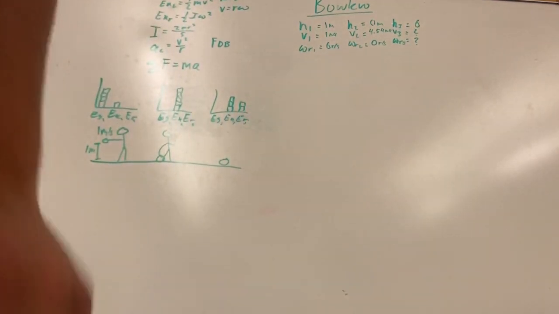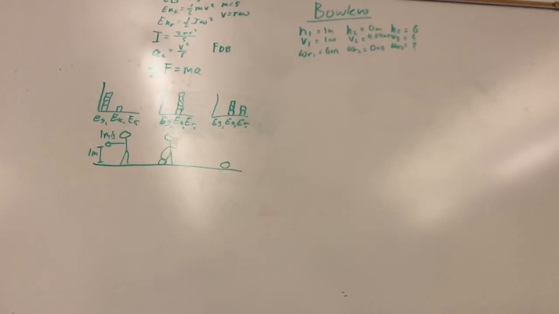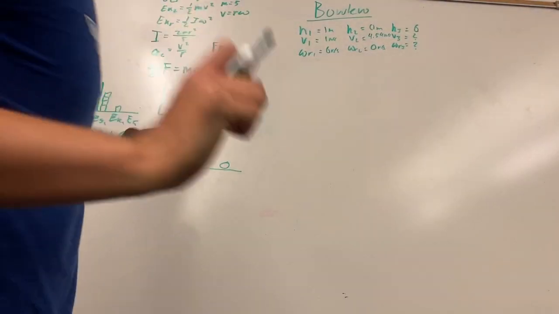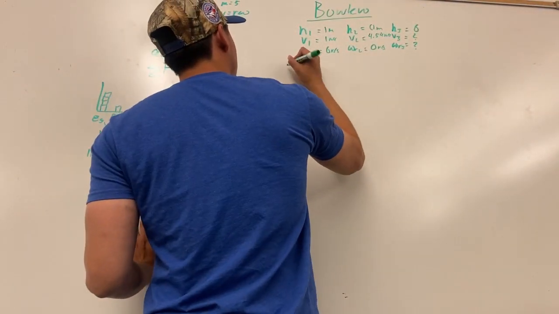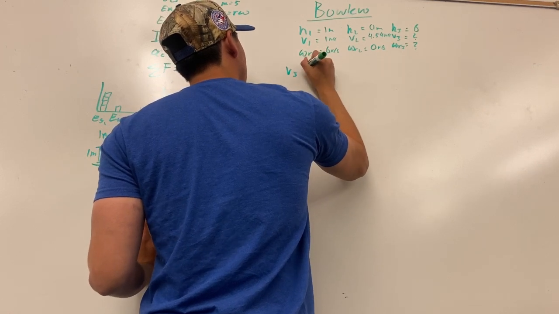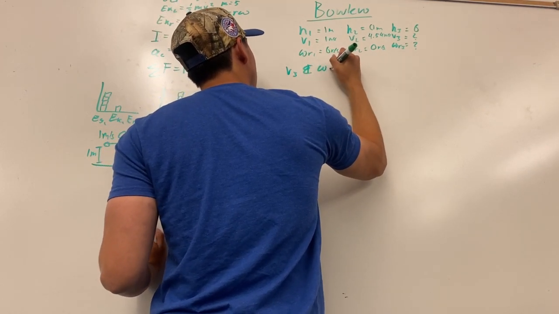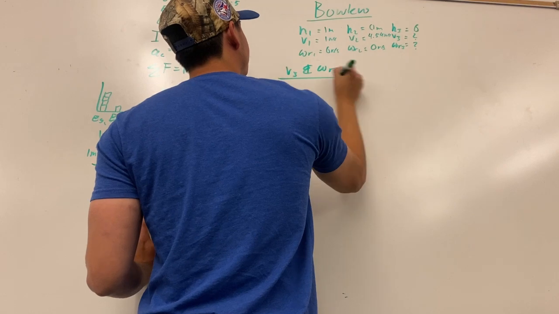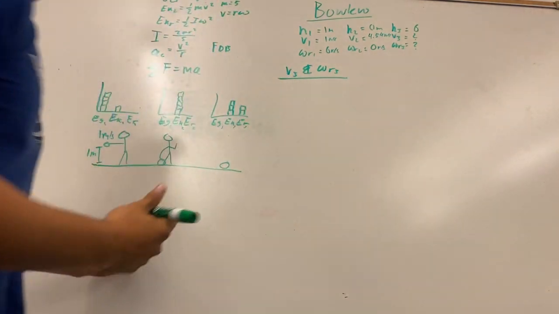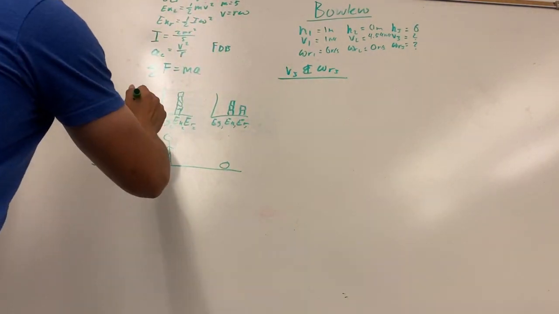We start with tangential velocity. The velocity is VL2, because it was VL1 up here, and then down here is VL3.